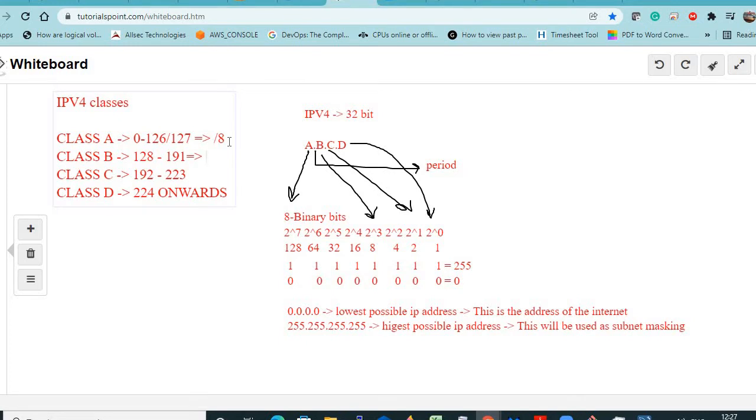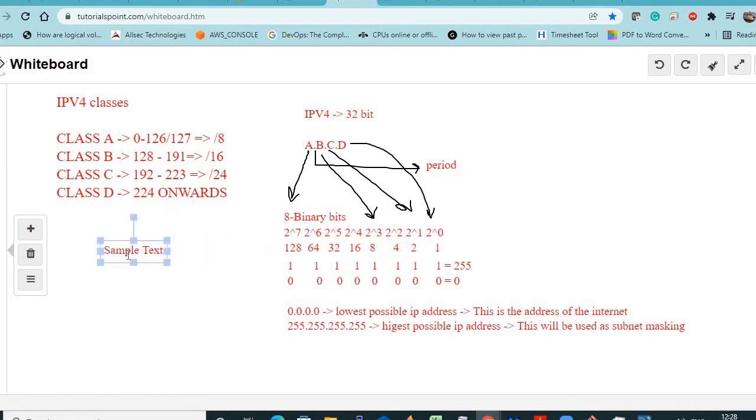Now, they also said that if you are going to use class B IP addresses, your subnet mask should be /16, and for class A it should be /8. Then, if you are going to use class C, your subnet mask should be /24. Now, you may be thinking, what is this /8, /16? It's very easy. No need to panic.